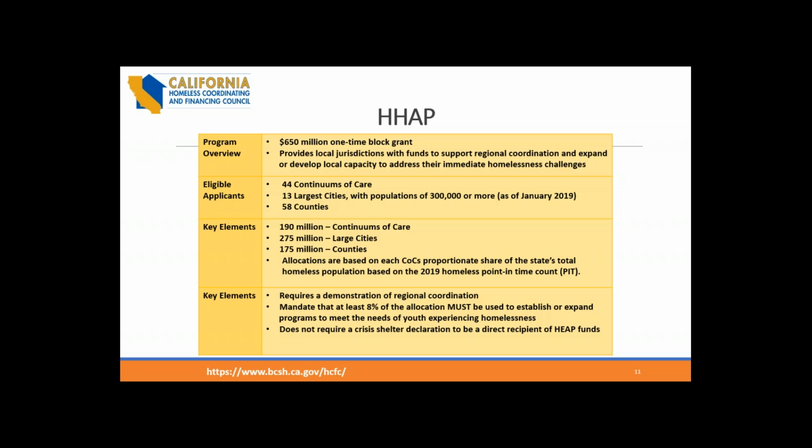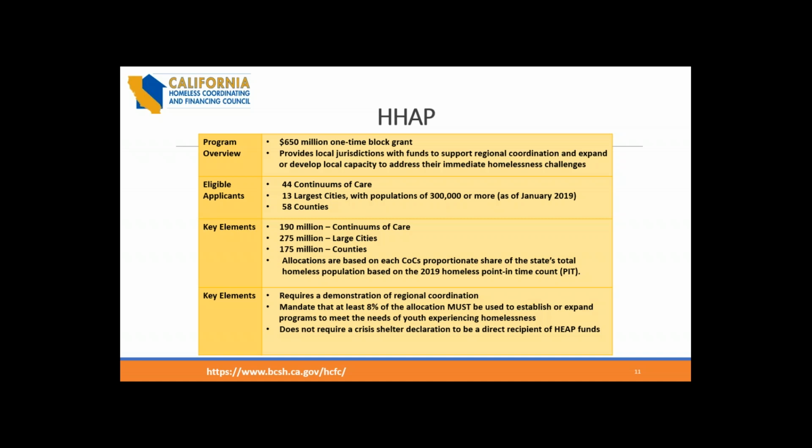The eligible applicants for this funding are the 44 continuums of care. One continuum of care split into two, so there's now 44. There's 13 large cities. And this funding also gives an allocation to the 58 counties. So that is a new part. The funding allocations are $190 million to be dispersed among the continuums of care, $275 million for the large cities, and $175 million to counties.